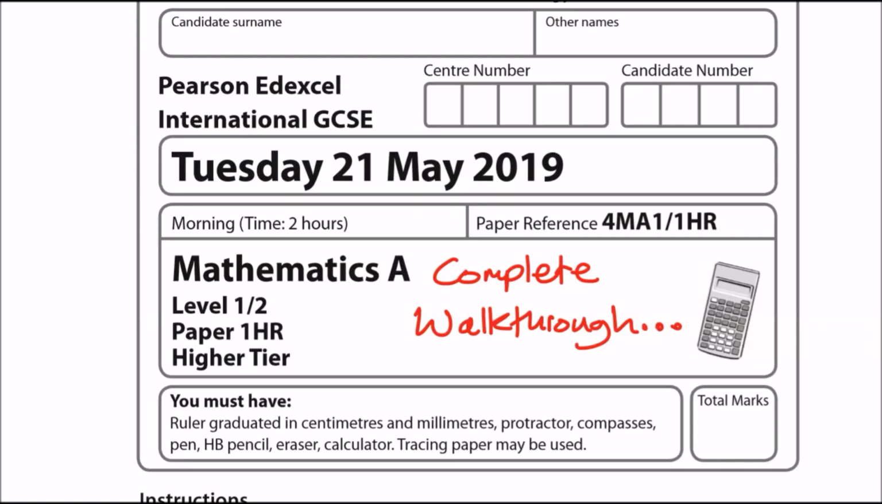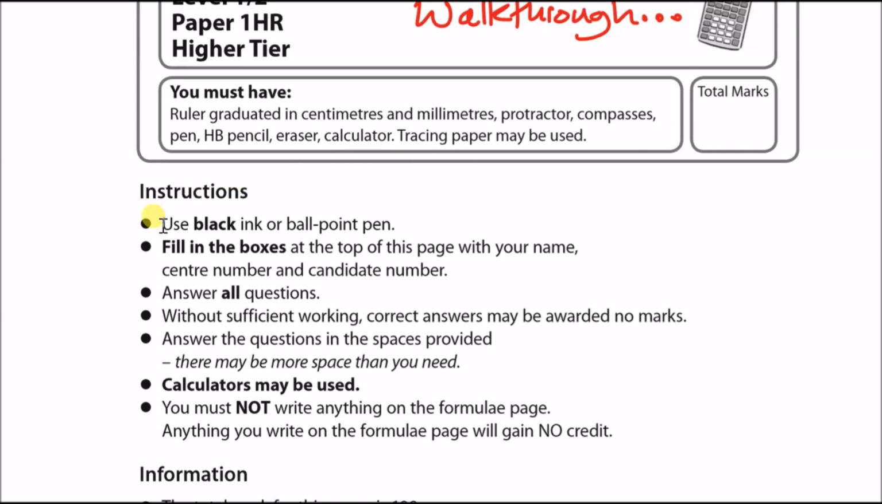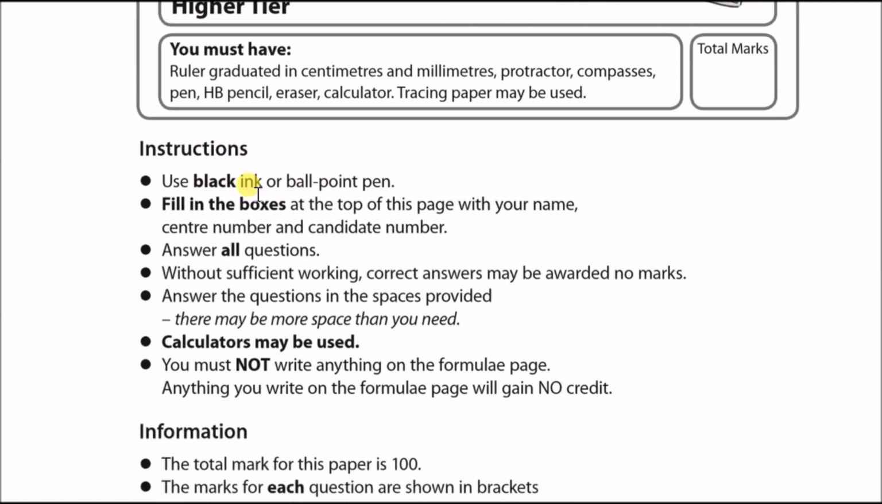Hey guys, so here we'll be going through the entire 1HR paper, and this is from the summer 2019 series, okay? And we're gonna try and break this down in the next 1 hour or so. So as always, make sure you got a calculator with you. A nice Casio one always does good. And you're gonna write all your answers in black ink, okay?